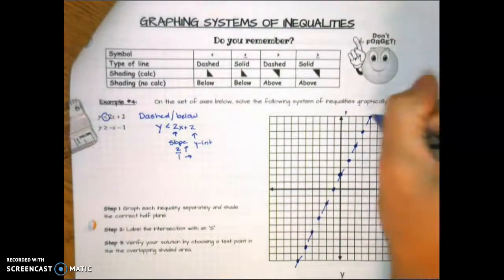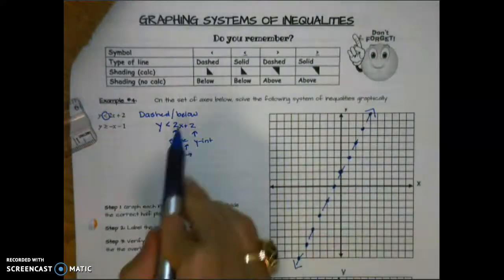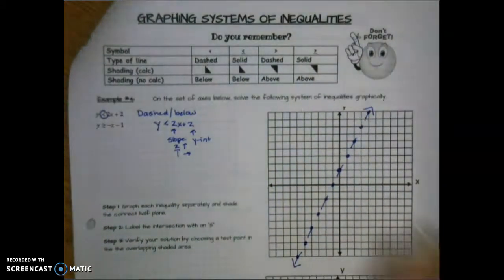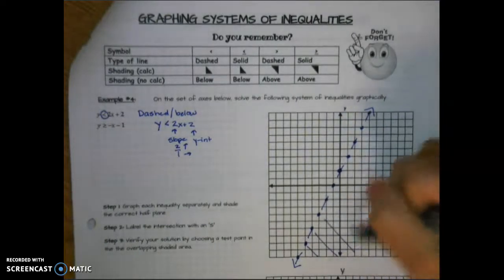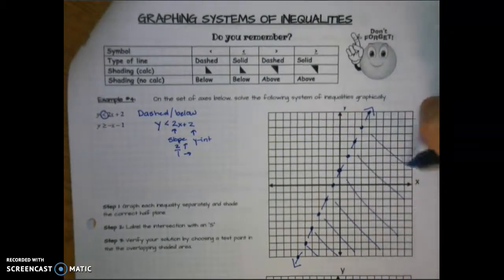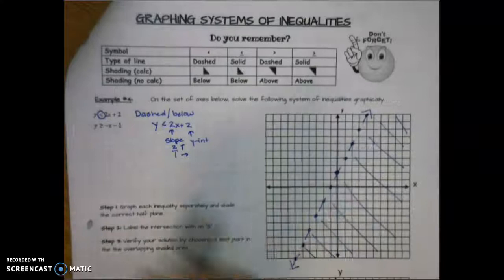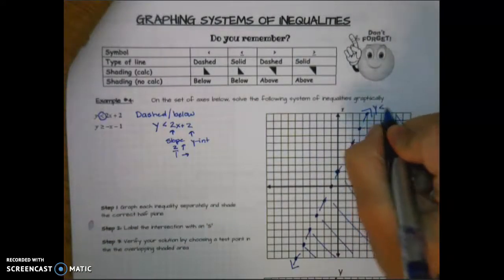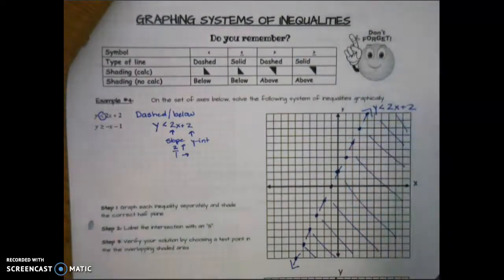Okay, we're going to put arrows on both ends. And then remember, we're shading below. So when I shade, I do stripes. Like this. And I'm going to label the line with y is less than 2x plus 2. Okay.